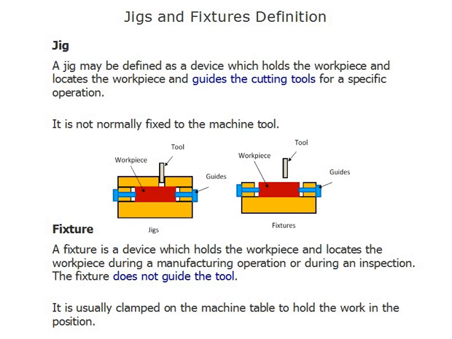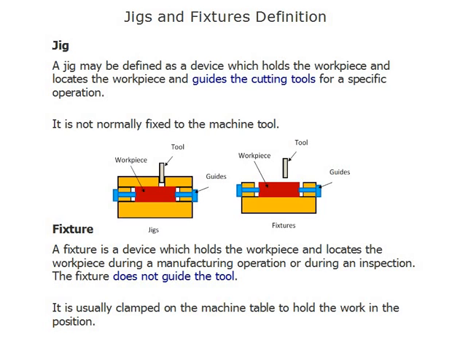See, this is a schematic diagram of a jig. This is the workpiece. So the jig is used to hold and locate the workpiece. At the same time, the jig is used to guide the cutting tool.